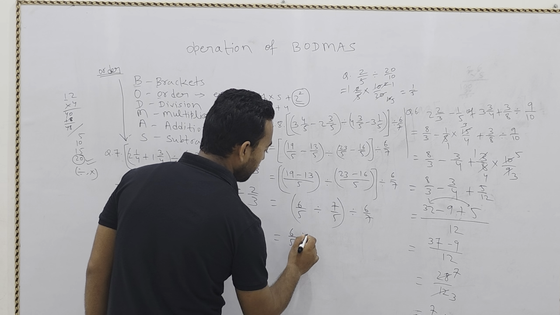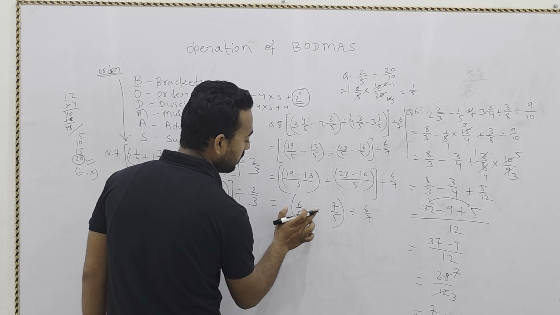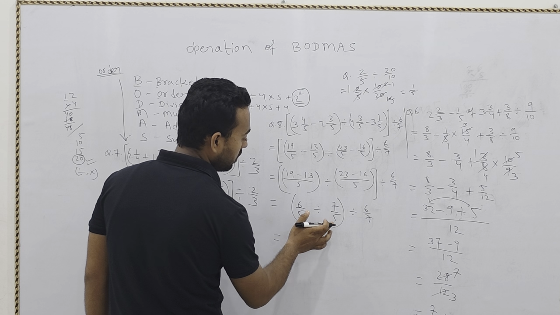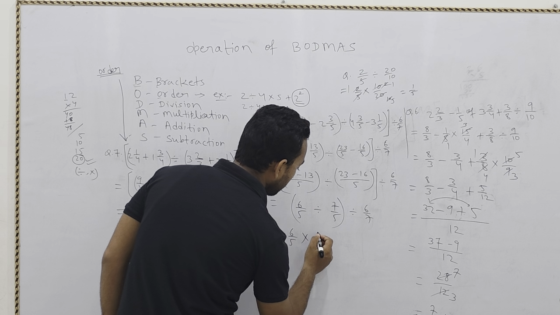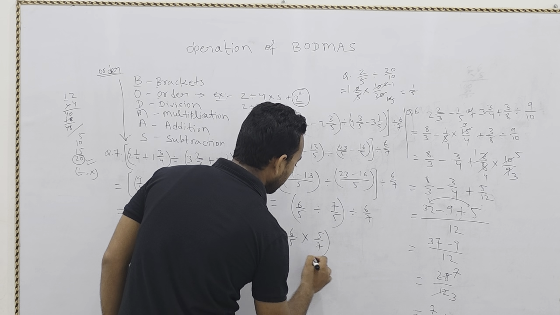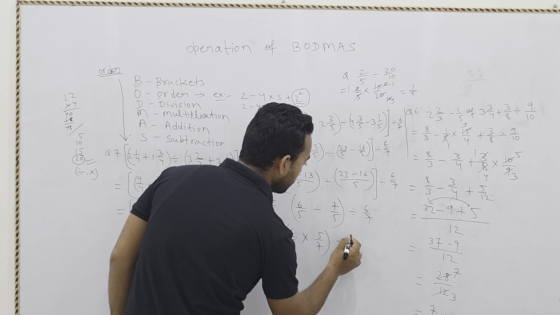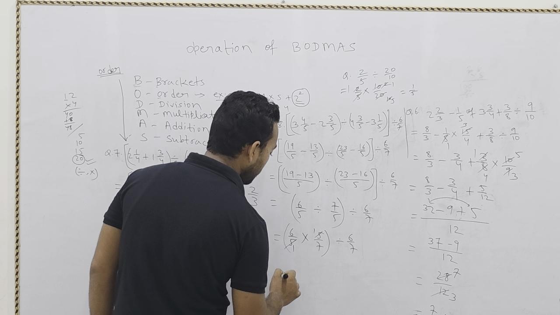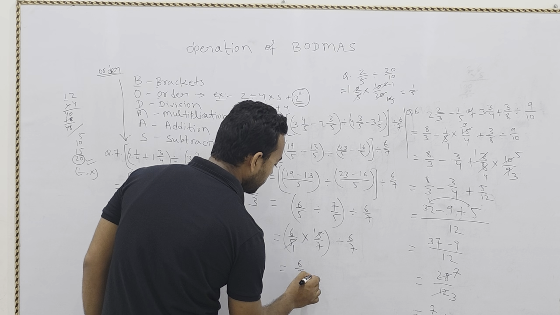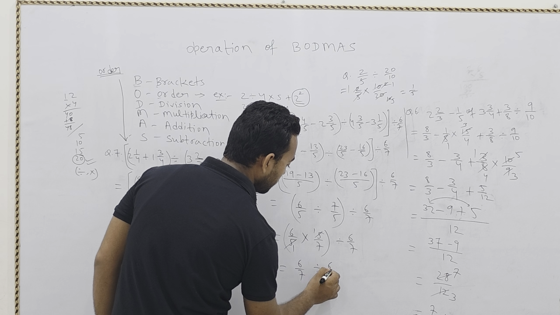So 6 by 5 multiply. Now we are converting this division into multiplication, so the denominator will become the numerator and the numerator becomes the denominator. So 5 by 7, divided by 6 by 7. Here 5 and 5 cancel out one time. Then here it will be 6 by 7 divided by 6 by 7.